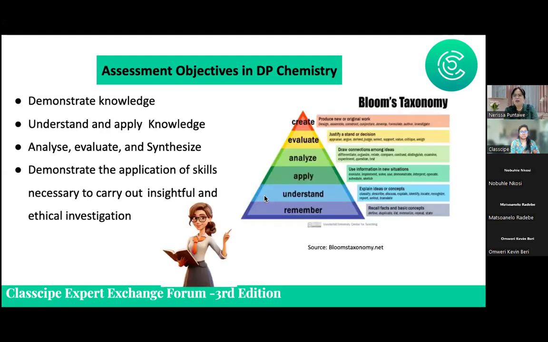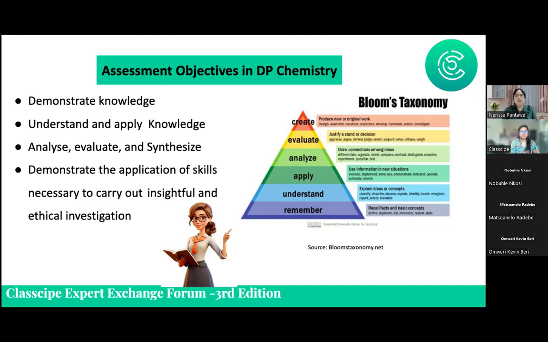So all of you here are familiar with Bloom's taxonomy. In Bloom's taxonomy, you have the different levels of thinking skills. The one at the bottom is the lowest cognitive skill, and the one on top is the higher order thinking skill. So we have remember and understand, those are just the lower level thinking skills, while evaluate and create are the higher order thinking skills.